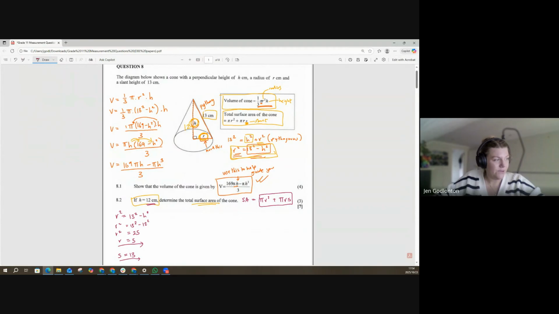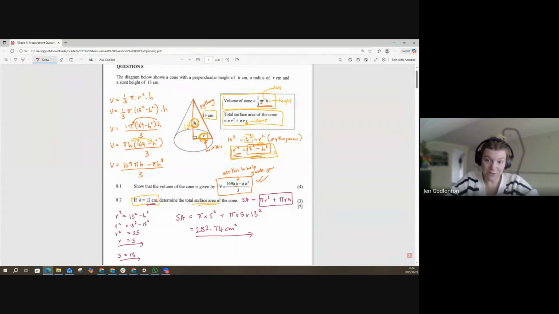Okay, so my surface area is going to be pi times 5 squared plus pi times 5 times 13 squared. And that should give you the answer of 282,74. Surface area is going to be a squared, so centimeters squared. Done.